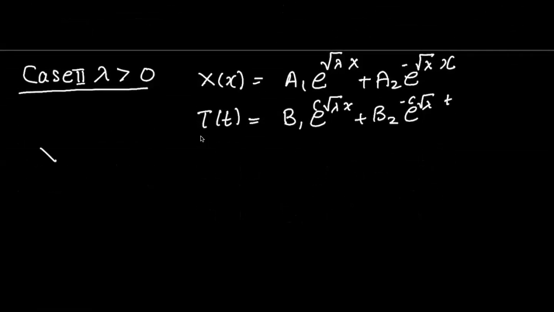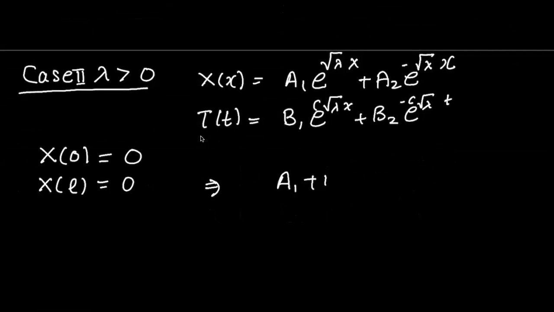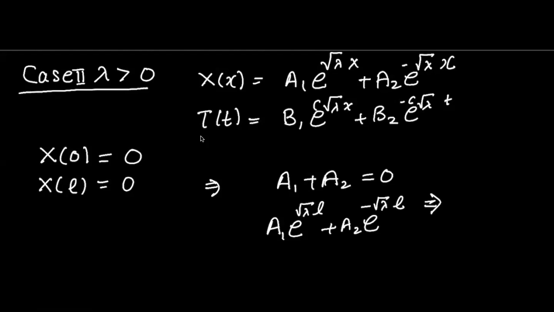So now we have again, we're going to say X(0) is equal to 0, and we have X(L) is equal to 0. We're going to apply these conditions. It's going to give me a1 plus a2 is equal to 0 if I plug x equal to 0. And if I plug x equal to L in the first one, it's going to be a1 e raised to the power square root of lambda times L, plus a2 e raised to the power minus square root of lambda times L. This is a homogeneous system where this coefficient is non-zero.